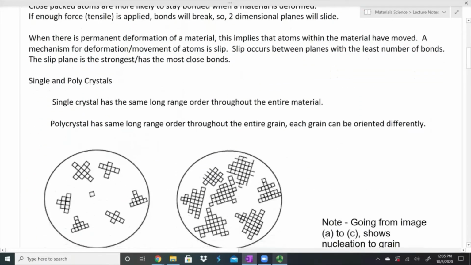We're going to move on into single and polycrystals. A single crystal is a material where there is the same long-range order throughout the entire material. So from one end of the material to the other end of the material, in all directions, we have the same order. The polycrystal is similar but a little bit different. It has the same long-range order throughout an entire grain. Each grain might be oriented differently, and these grains can have the exact same structure, they just don't line up.